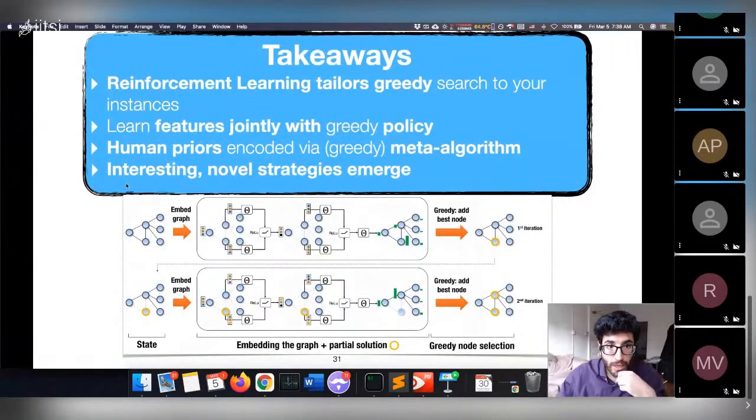And so as a takeaway, reinforcement learning is very useful here in tailoring greedy search to your specific instances, learning features jointly end-to-end with the greedy policy. So the graph neural net parameters and the policy. And the human priors, our understanding of algorithmic search, is encoded by saying we want a greedy procedure. So we're not searching in an arbitrary space of algorithms. And interesting novel strategies can emerge from that.